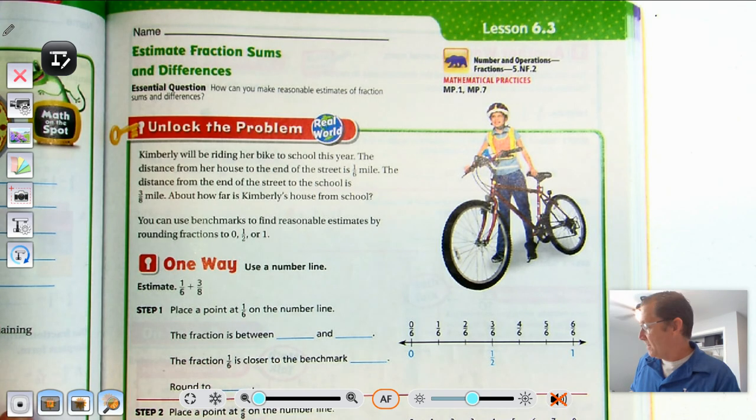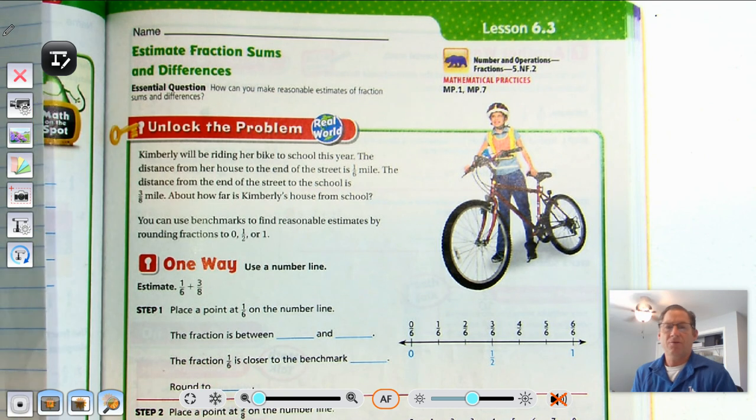Good morning, everybody. So today we're going to continue with our discussion of fractions. And today we're going to work on estimating fraction sums and differences. And our question is, how can you make reasonable estimates of fraction sums and differences? So let's look at the unlock the problem.